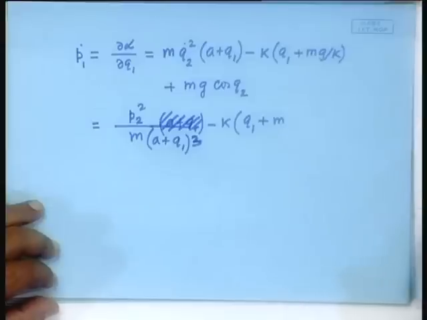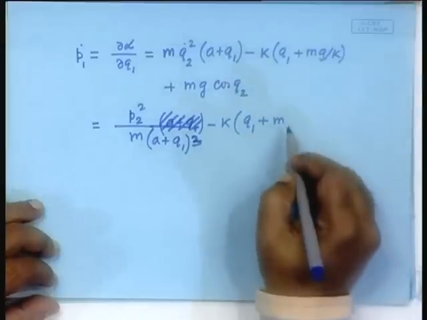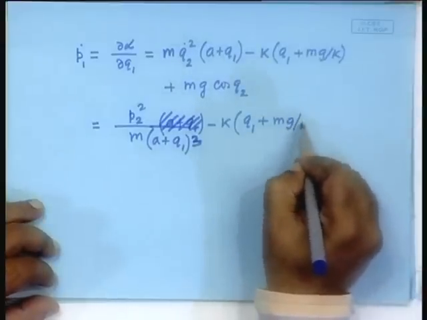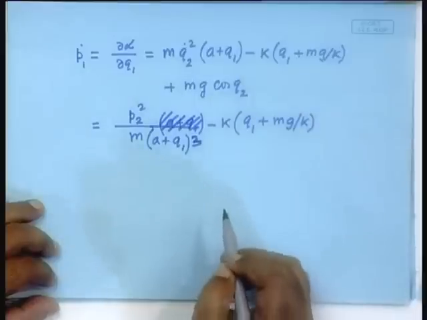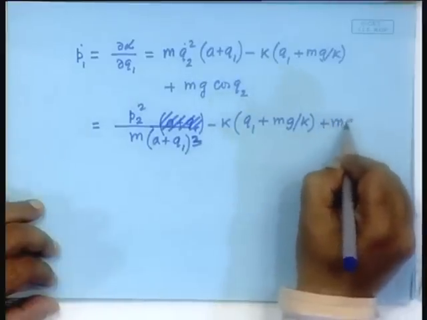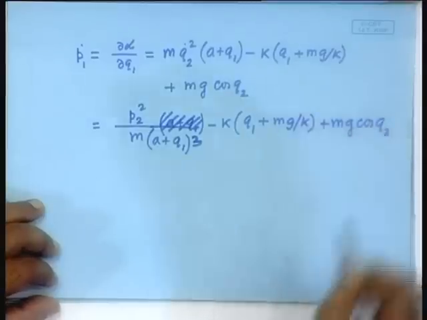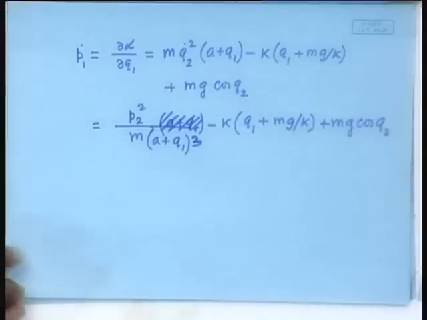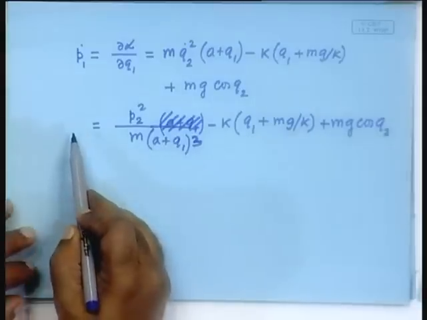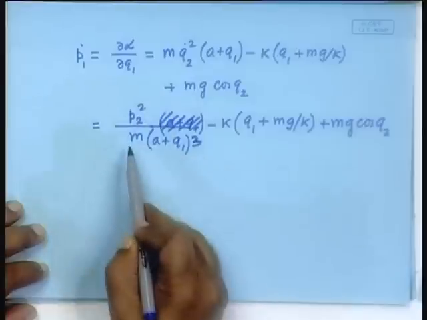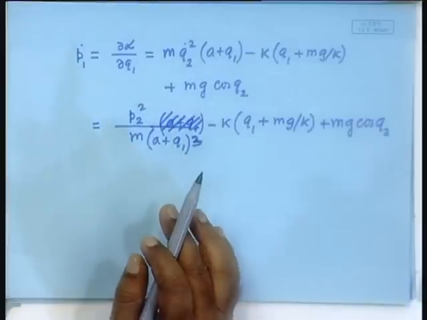No, it will remain, yes. So, this is mg by k plus mg cos q2, fine. So, we have obtained one first order equation without any dotted term in the right hand side. Have you seen the technique?